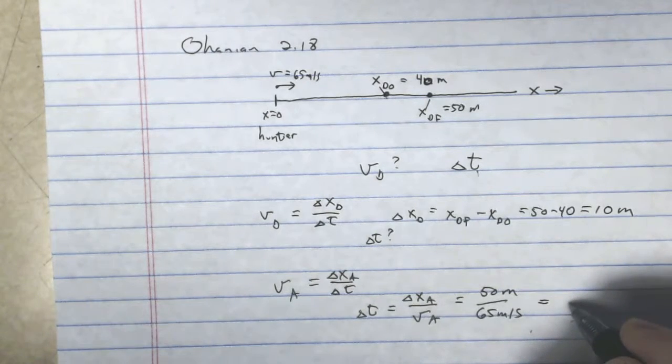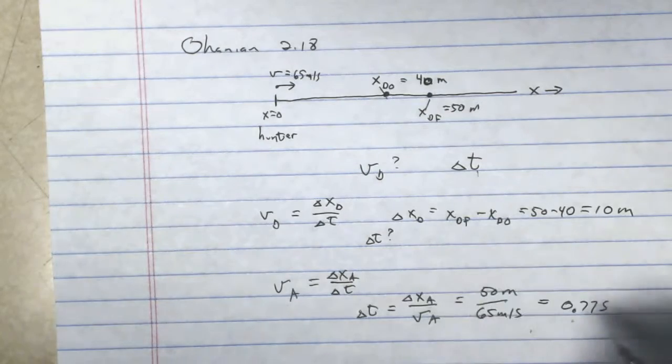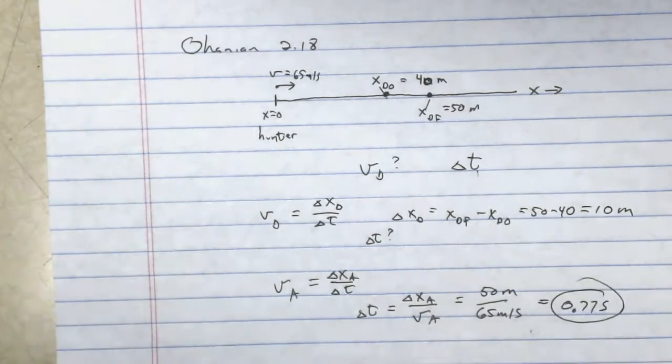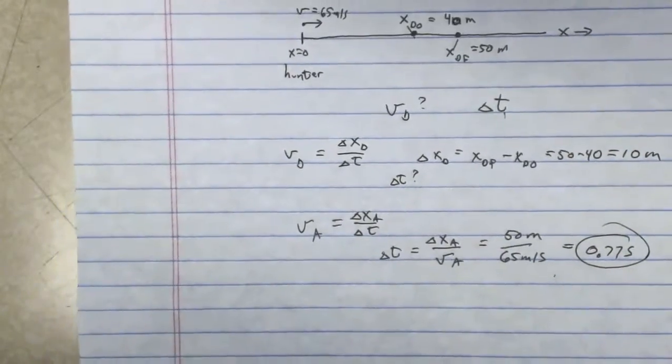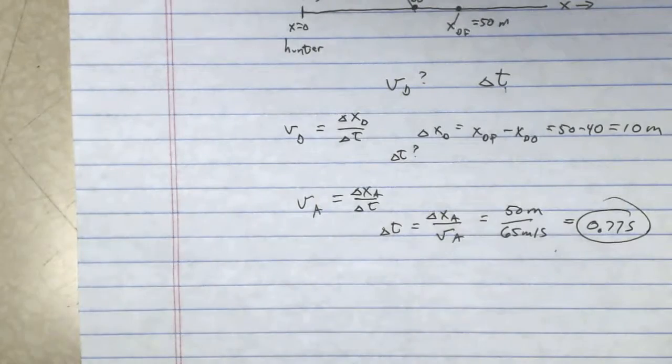Pull out the calculator, which I've already done, and that's 0.77 seconds to two significant figures like the values were given, and circle that because that's one of my answers. It's actually the answer to the second question, but that's okay. You don't have to answer questions in the order they're asked. You just have to answer them.